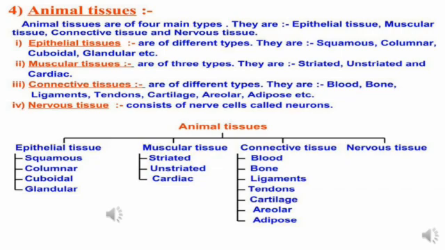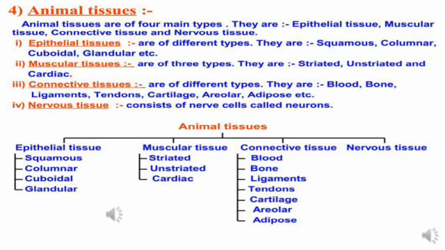for example, squamous, columnar, cuboidal, glandular, etc. Next we have muscular tissues. They are of three types: striated, unstriated and cardiac. Then next we have connective tissues. They are of different types. They are blood, bone, ligaments, tendons, cartilage, areolar, adipose, etc.